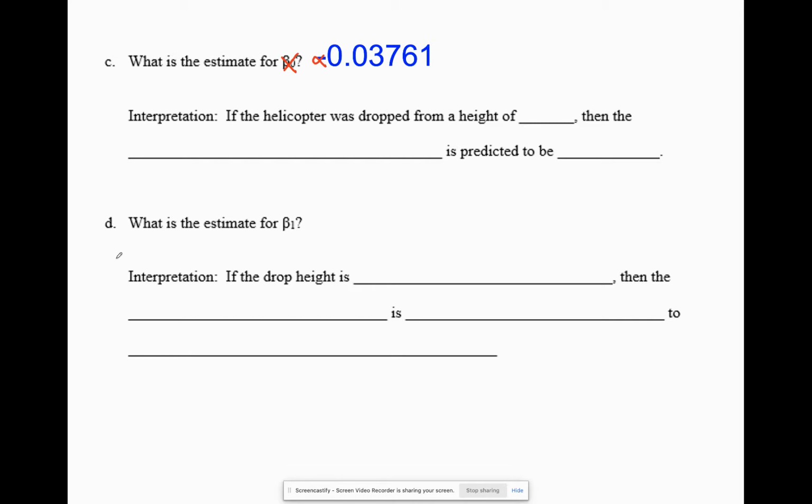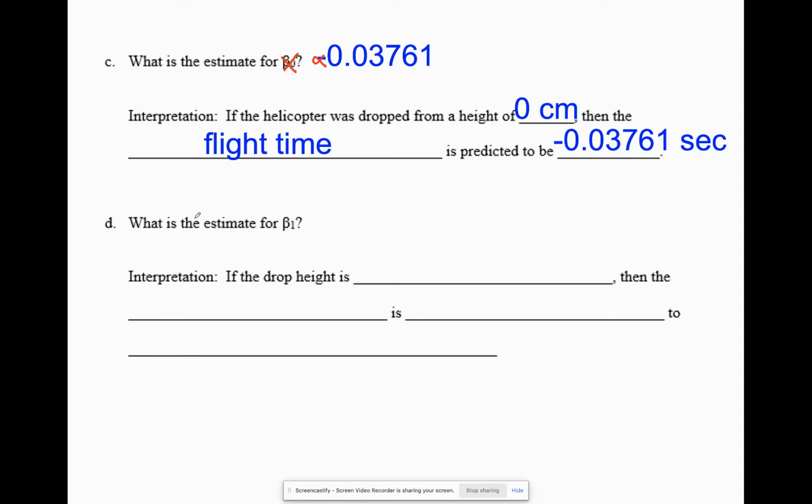So that would be negative 0.03761. And if we would interpret that, we would say, if the helicopter was dropped from a height of 0 centimeters, then the flight time is predicted to be negative 0.03761 seconds. Sorry, I missed that negative sign there when I wrote the alpha symbol in there.